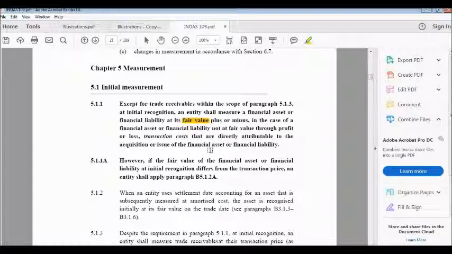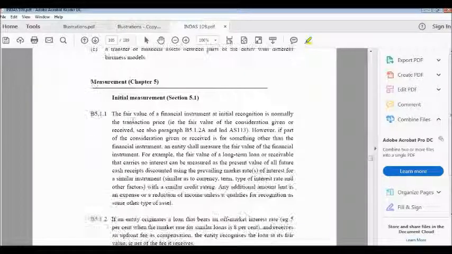And we have also seen it in our practical guide, which is right now on page number 105. The fair value of the financial instrument at initial recognition is normally the transaction price. However, if part of the consideration given or received is for something other than the financial instrument, an entity shall measure the fair value of the financial instrument. For example, the fair value of long-term loans and receivables that carry no interest can be measured at the present value of all future receipts discounted using the prevailing market rate.